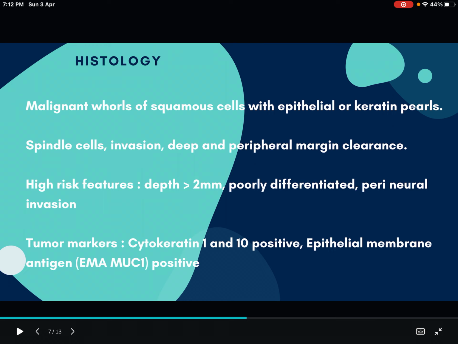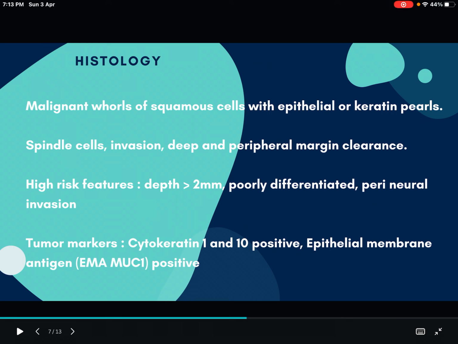Spindle cells will be there. Invasion and deep peripheral margin clearance. And coming to the high risk factors. What are the high risk features? If the depth is greater than 2 mm, if histologically it is poorly differentiated, or if there is perineural invasion, then these are the high risk features.